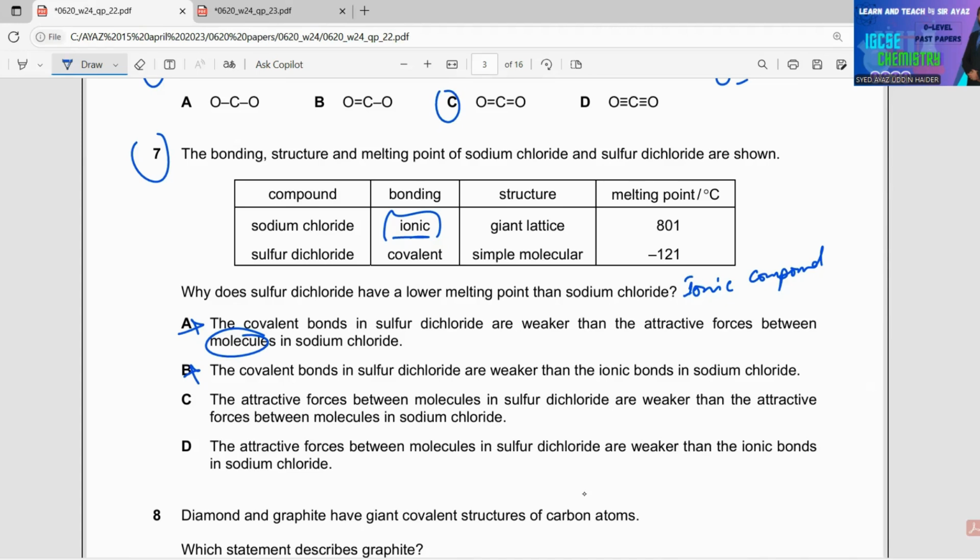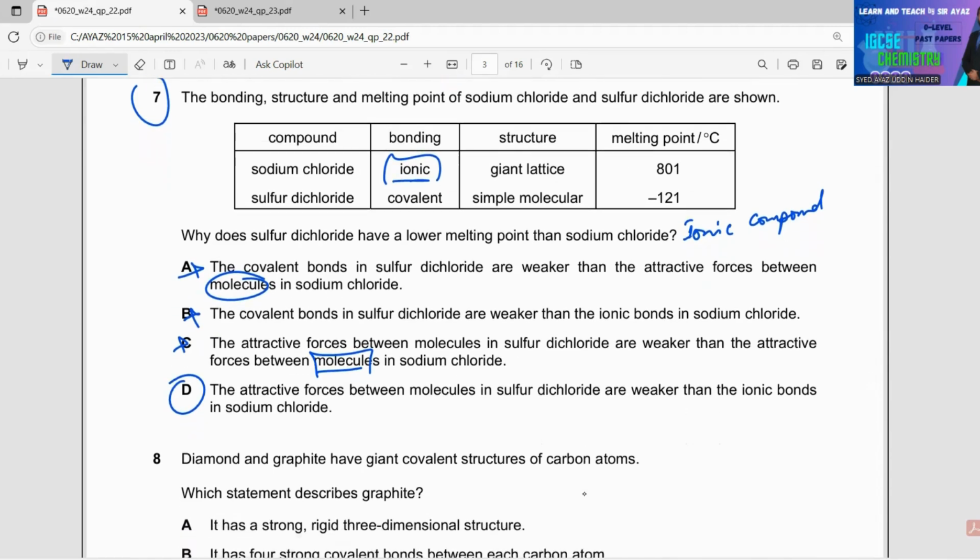So D must be the right statement. The attractive force between molecules of sulfur dichloride are weaker than the ionic bonds in sodium chloride. So this must be the right statement. For your convenience, I'm reading the C. The attractive forces between molecules of sulfur dichloride are weaker than the attractive forces between molecules of sodium chloride. This is incorrect. We don't have molecules in sodium chloride. So D must be the right statement.